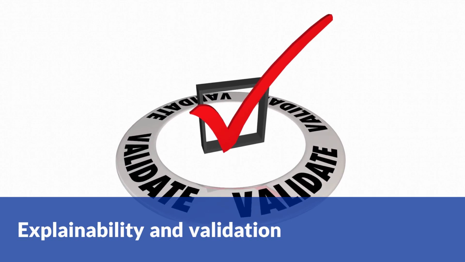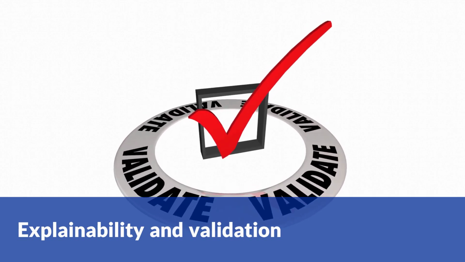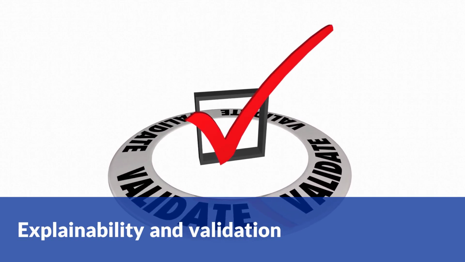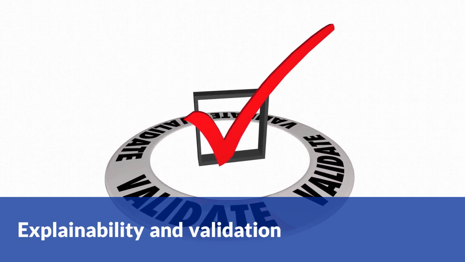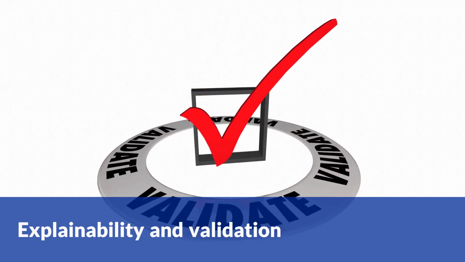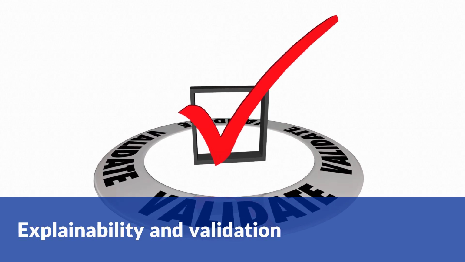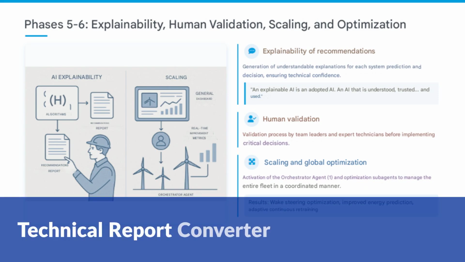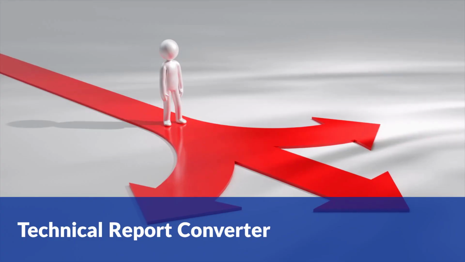The fifth phase, explainability and human validation, is essential to building trust and ensuring system adoption. The main objective is to ensure that the system's recommendations are understandable to end users. This involves training technicians and supervisors in interpreting models and their outputs. It is essential to avoid the black box syndrome, where AI decisions are opaque and inexplicable. To achieve this, specific subagents are involved.